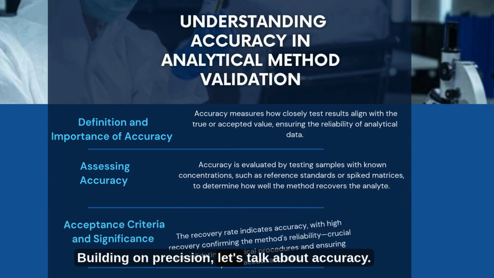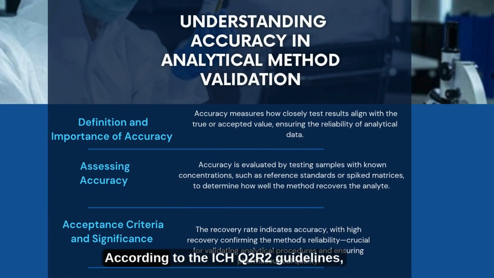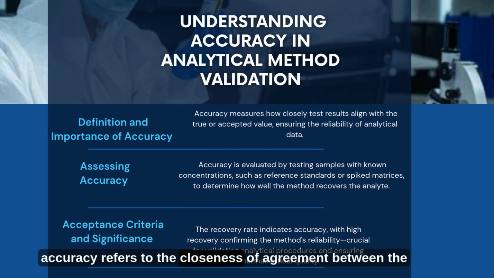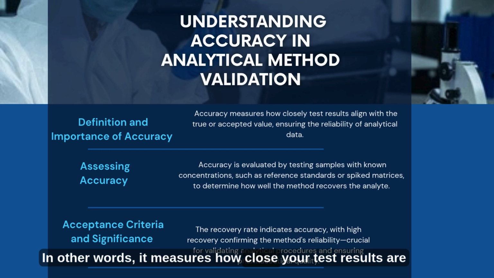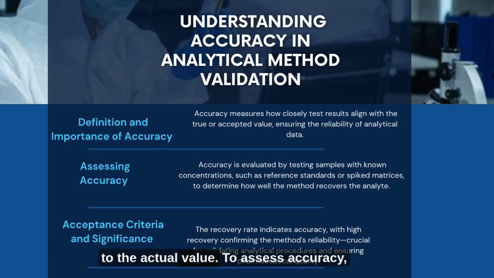Building on precision, let's talk about accuracy. According to the ICH Q2R2 guidelines, accuracy refers to the closeness of agreement between the value which is accepted as a conventional true value and the result obtained by the analytical method. In other words, it measures how close your test results are to the actual value.